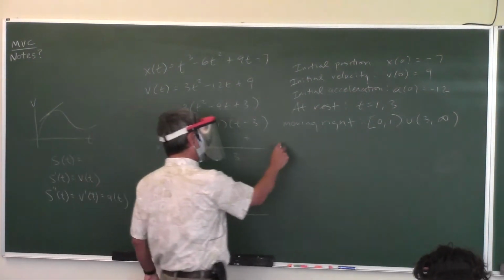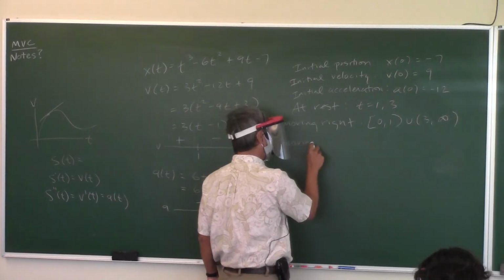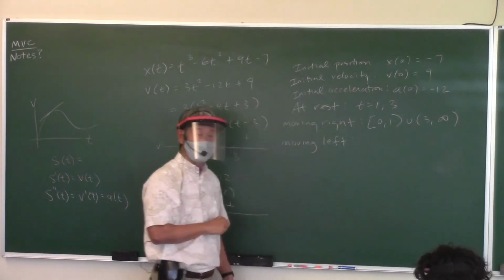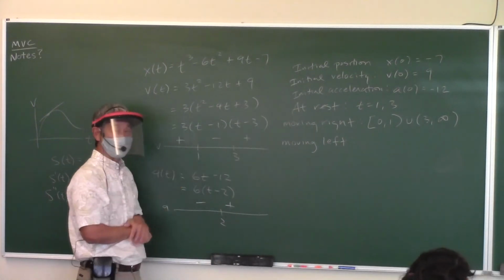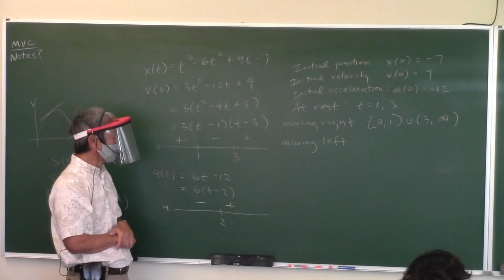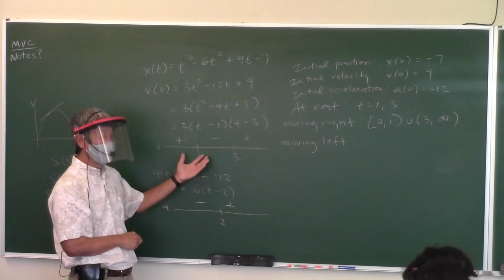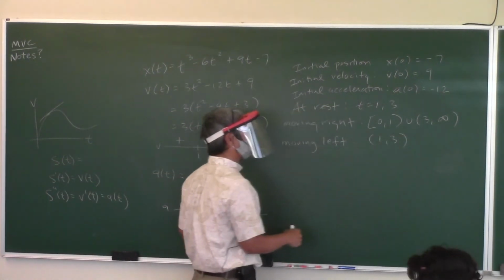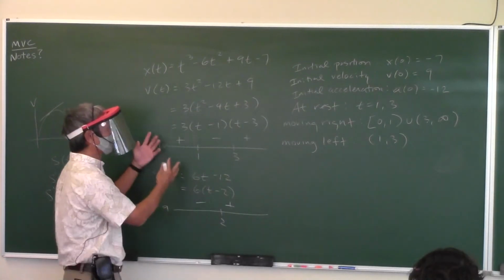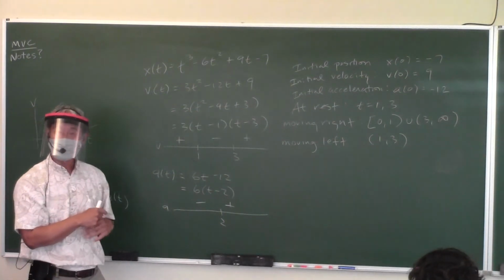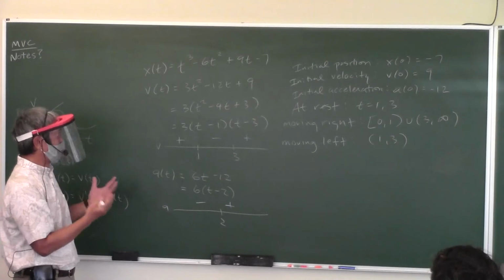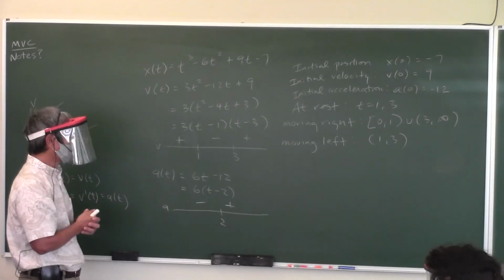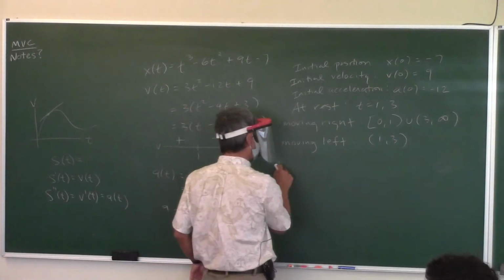Okay, now when is the particle moving to the left? That would be when the velocity is negative. Just look at your number line. When is the velocity negative? Between 1 and 3. Of course, this is a simpler example. You might have to use synthetic division to factor it or whatever. But that's the key to everything. You factor it and then you make a number line. Okay, when is the particle speeding up?